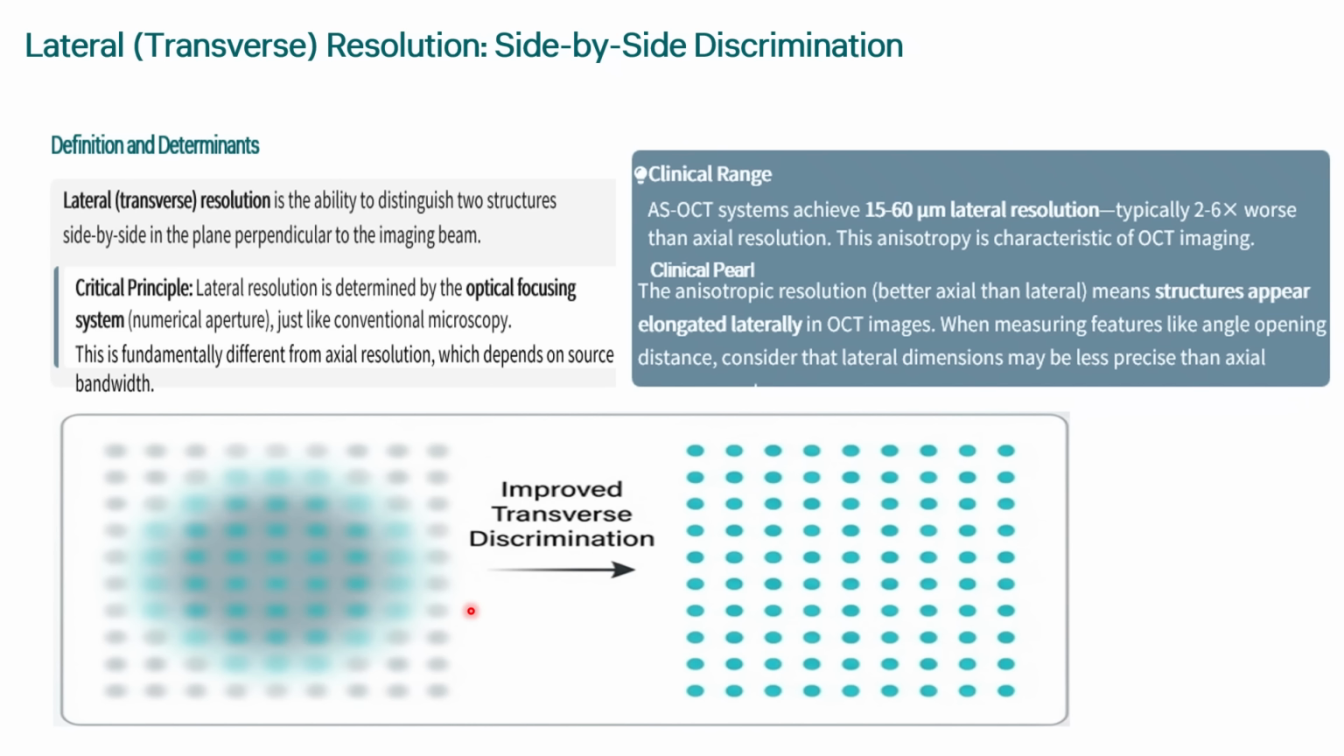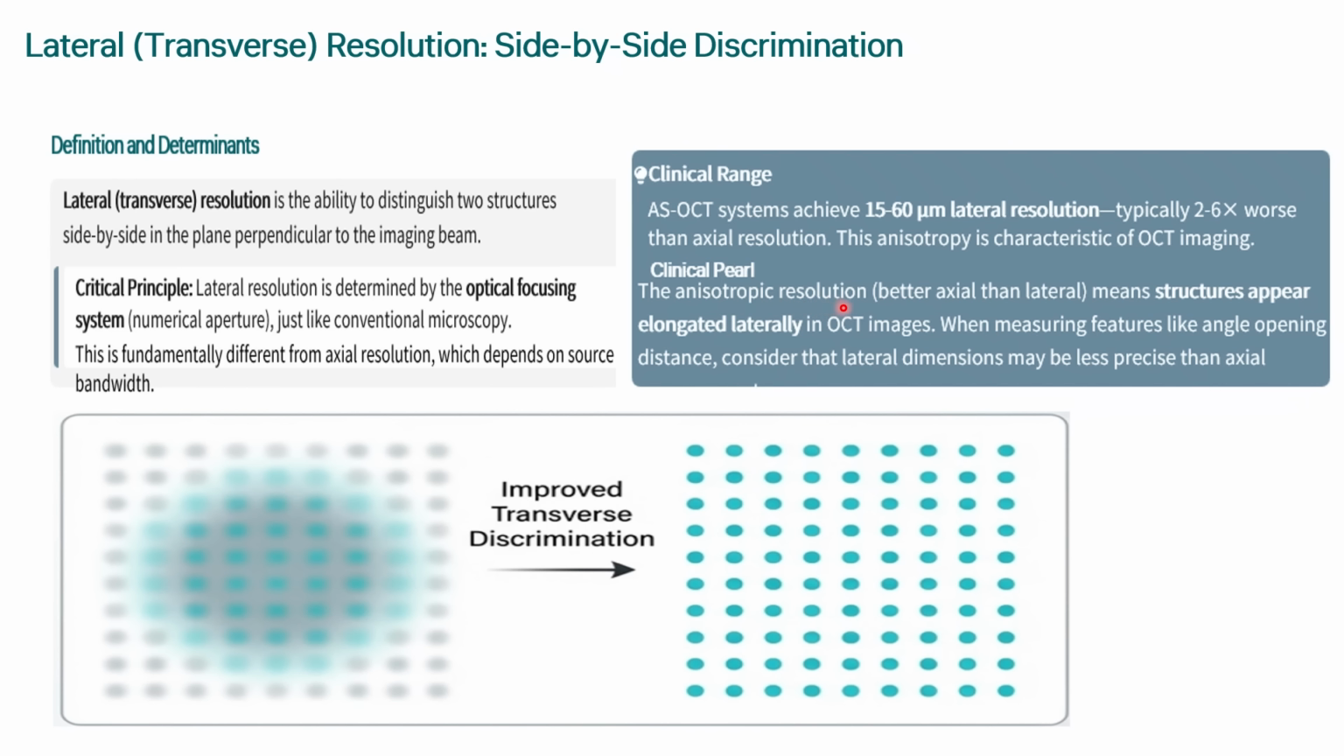In any OCT machine, you will find very high axial resolution, but you will find limited lateral resolution. For example, the axial resolution is 5 to 6 microns, which is very high. However, the lateral resolution is 15 to 60. That's why in any image you find what's known as anisotropic resolution. This is named anisotropic resolution.